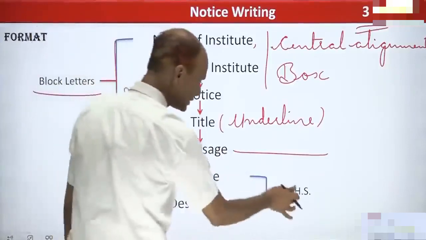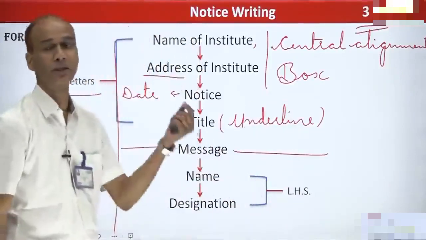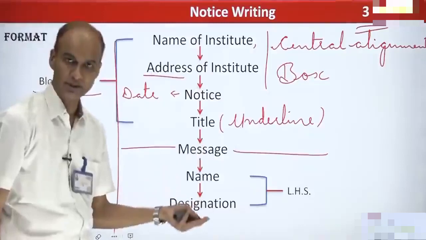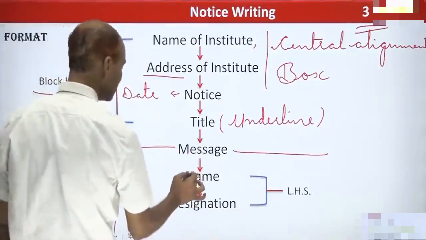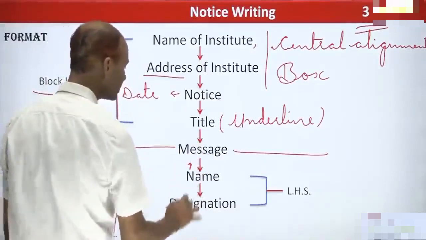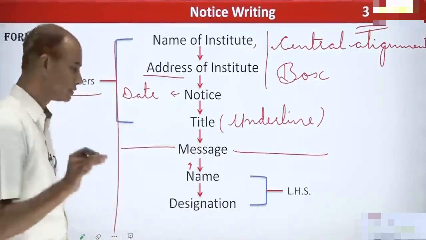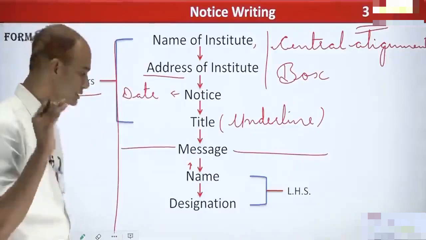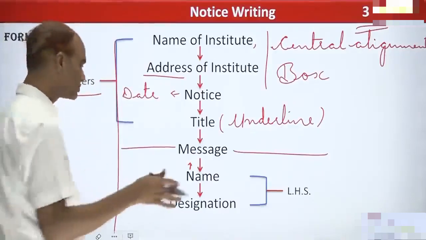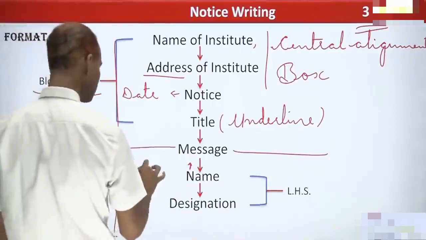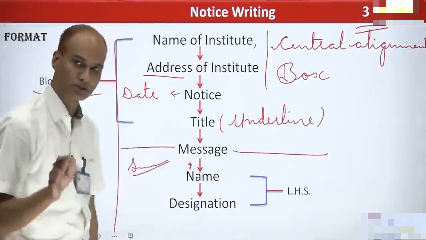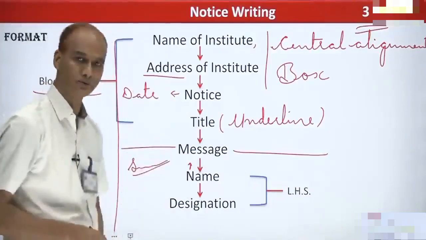Now these two things, as I have written here, should be LHS, that means left hand side, and along with this you can put an initial here before this name. Though it's not necessary, in general we do this. So simply if some name is given, you put a sign like thing, so that can be done. It's all a part of notice writing.